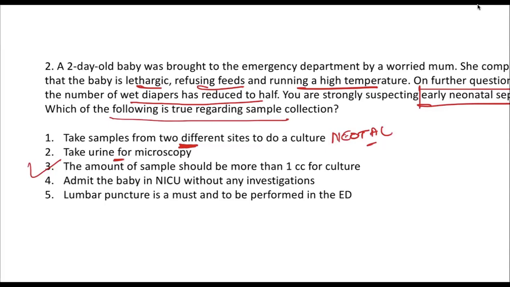Next thing is take urine for microscopy. In early neonatal sepsis, microscopy is not recommended.